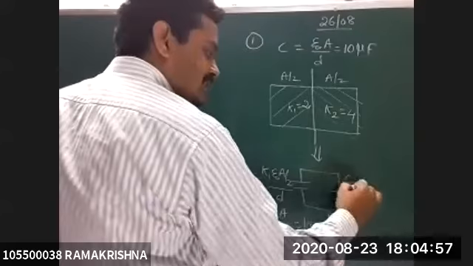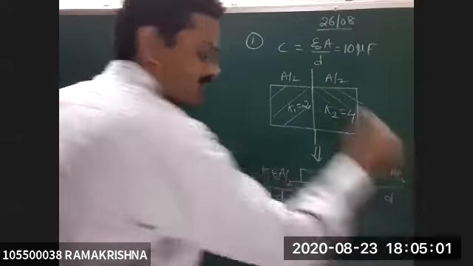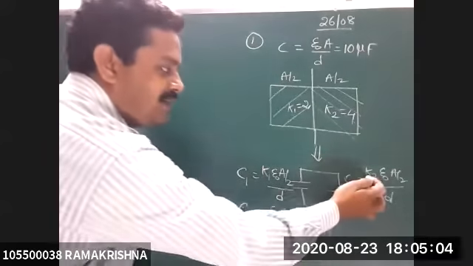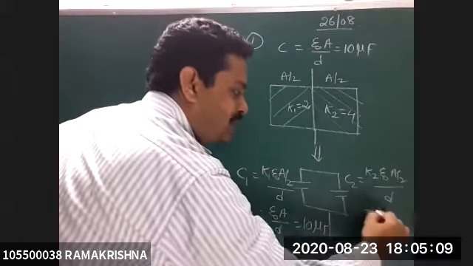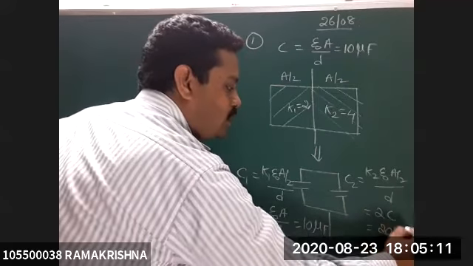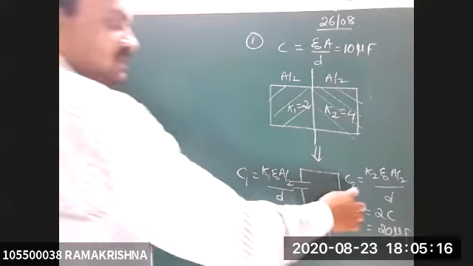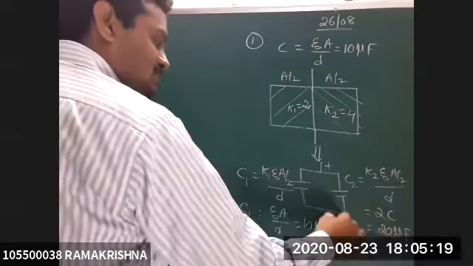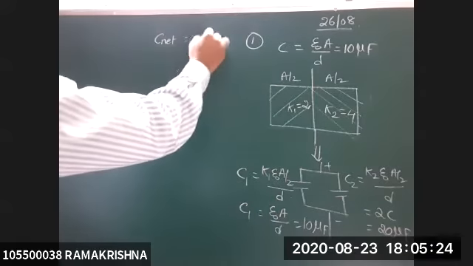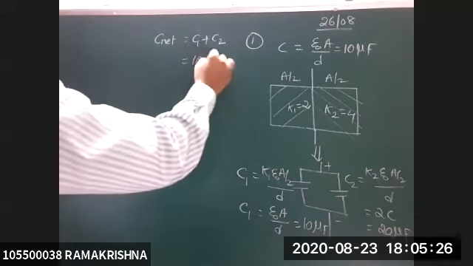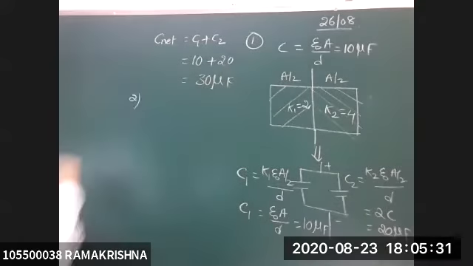What about this one? Say it is C2 and it is equal to K2 epsilon naught A by 2 divided by d, right? Now, given that the value of K2 is 4, by 2 it is 2 times, so it is equal to 2 times C, that is 20 microfarad. 20 microfarad is the effective capacitance of this C2, right? So these two capacitors are in parallel. So net capacitance is C1 plus C2, that is 10 plus 20, equal to 30 microfarad.